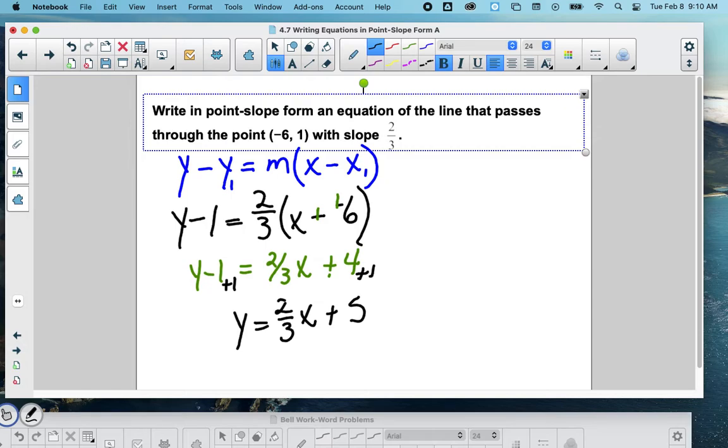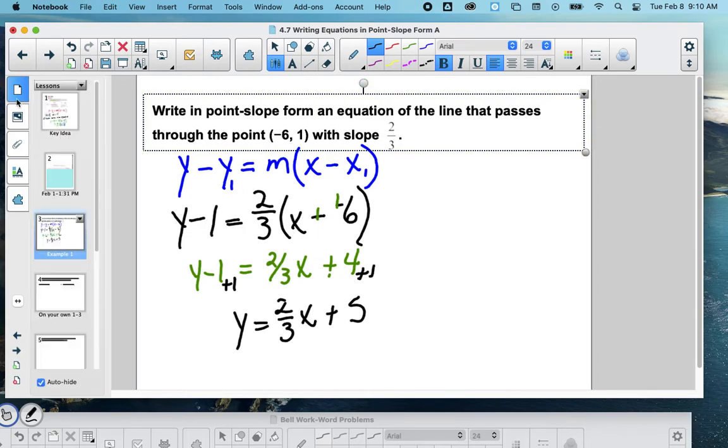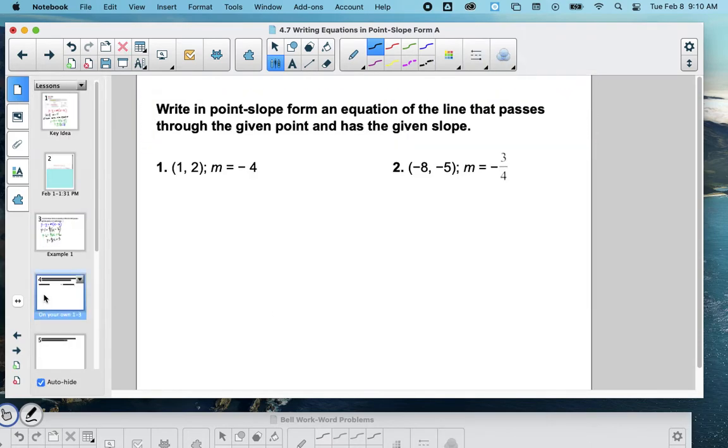The rules of integers, of changing subtraction to adding the opposite, got several people in here. So you really have to know that rule in order to be able to figure this out. You have to have it. Any questions on this one? Do number 1. Do number 1 on your own.